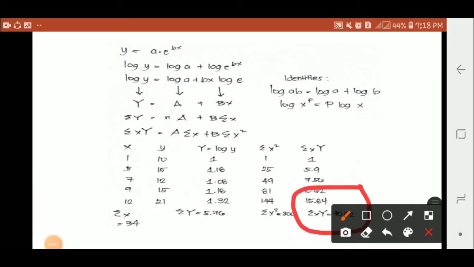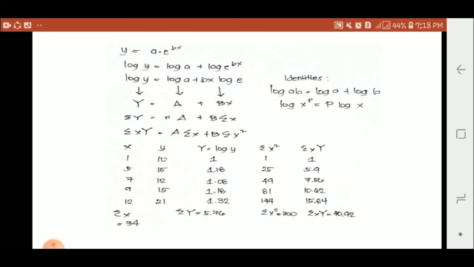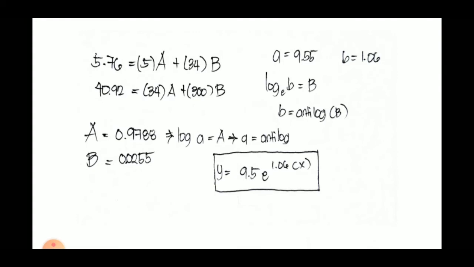This one, we have the summation of xy equals 40.92, the summation of x is 34, and the summation of x squared is 300. After this, same concept or process as with a straight line, which has two unknowns, to find the value of big letter A and big letter B.